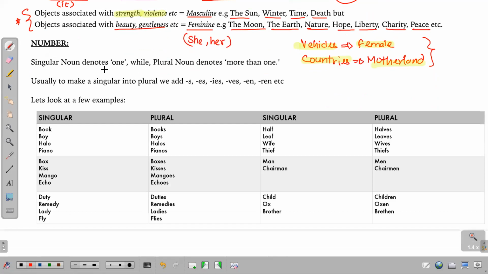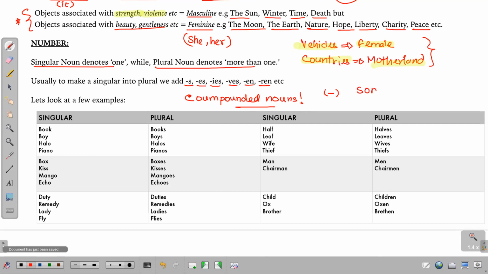I hope everybody knows, singular denotes one and plural denotes more than one. And we do many things to make a noun plural: the S, ES, IES, VES, EN, REN, etc. What happens more interestingly, and why this concept is used, is with compounded nouns. What are compounded nouns? They are not any special kind of noun; they are any words that you add and treat as an entity. A collective set of more than one word, you put a hyphen and you add. For example, a very common one is son-in-law.